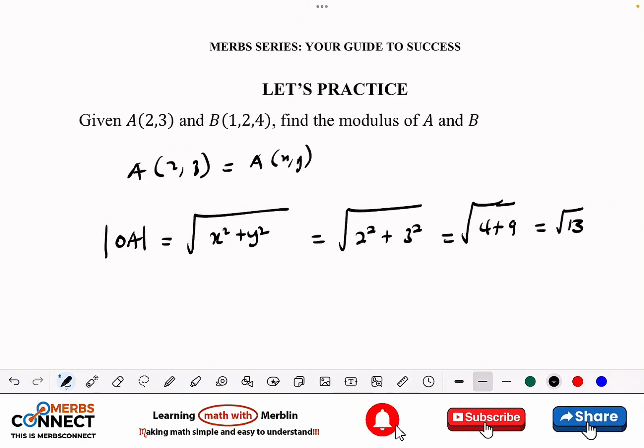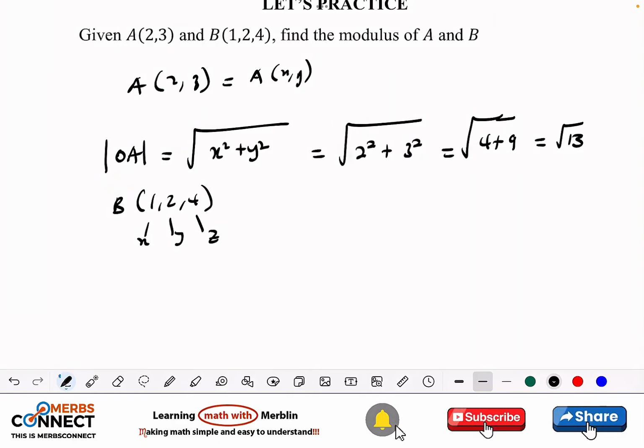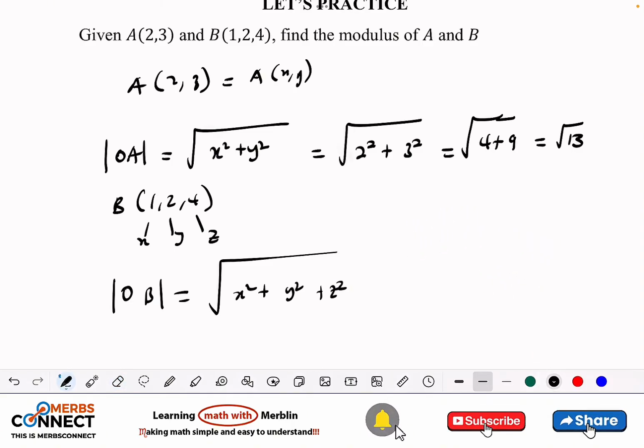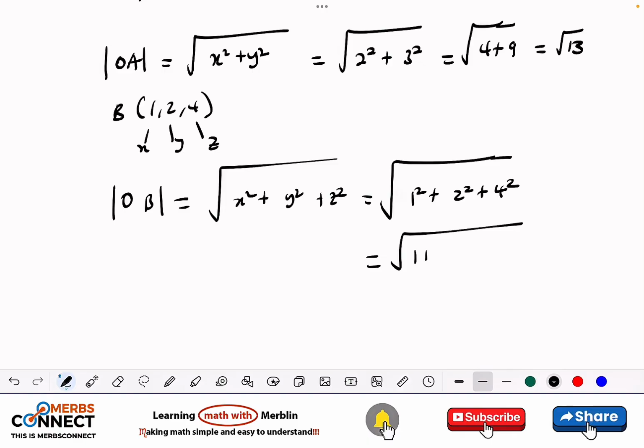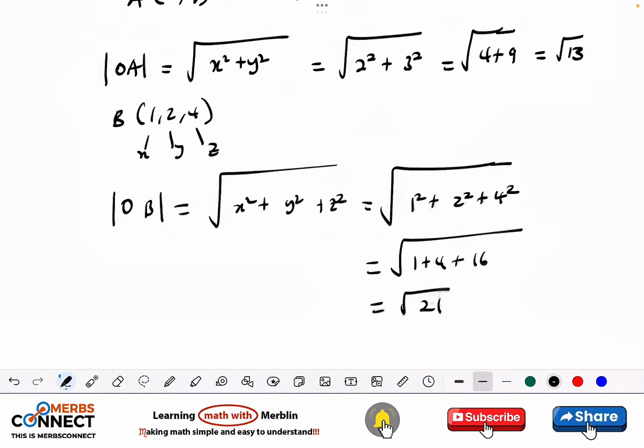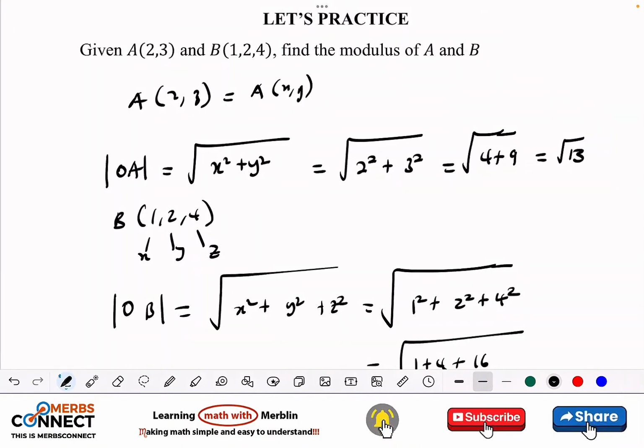What will be the second one? Second one, I have B, which is 1, 2, 4. Now this is my x, this is my y, and this is my z. So the magnitude will be equal to the square root of x squared plus y squared plus z squared. Then what is x? 1 squared. What is y? 2 squared. What is z? 4 squared. So what are we going to get? Root of 1 plus 4 plus 16, and this is going to give us root 21. So this is what we are going to get with the magnitude.